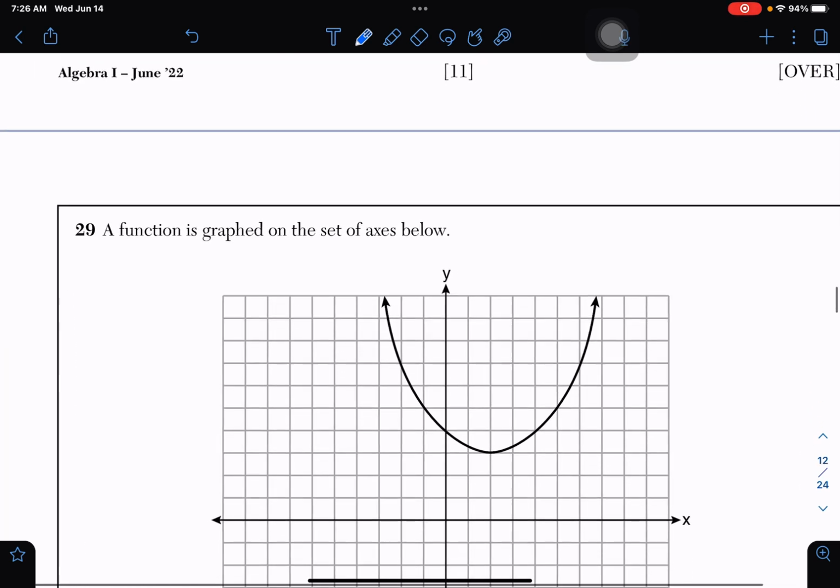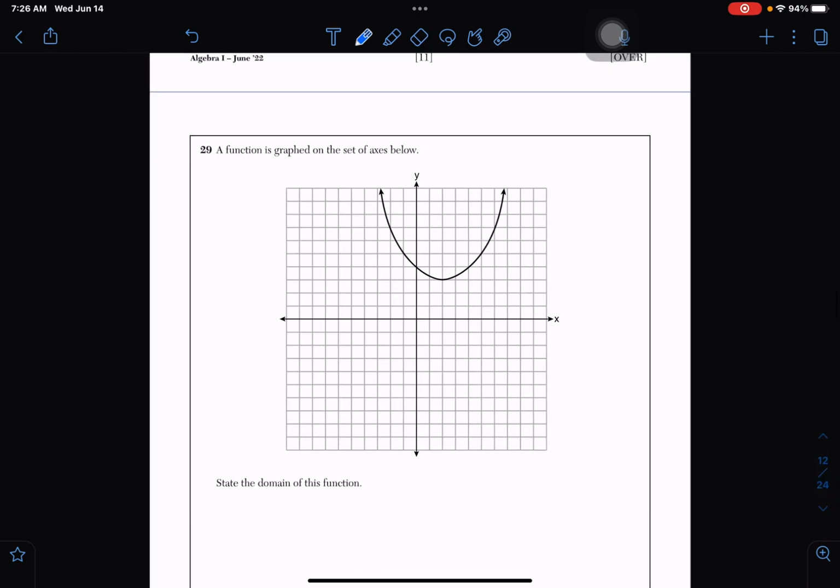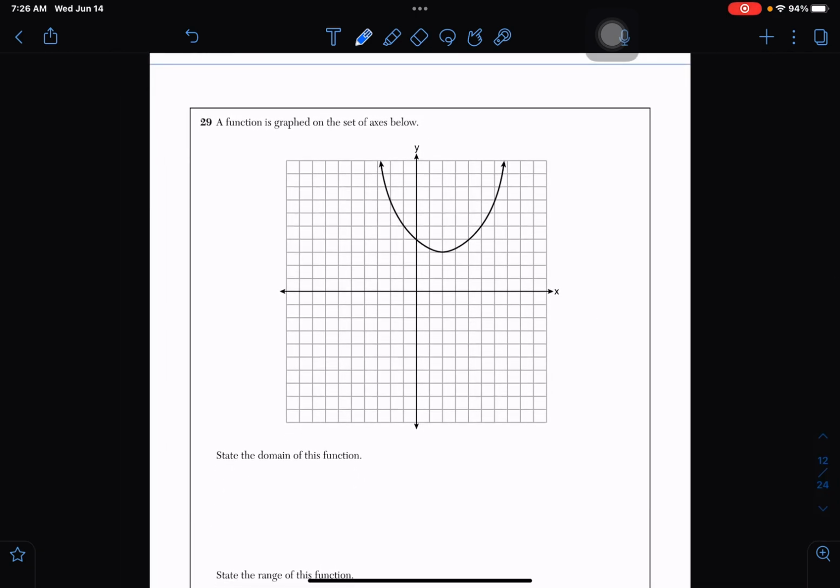Here's a parabola, right? And they want to know, they want to state the domain of the function on the graph. So the domain is the x values, and the x values are going to go, you could state it as greater than or equal to negative infinity and less than or equal to positive infinity. They don't tell you which way to do it. So you can write it like that. You can write it in interval notation. Or you could have just written all real numbers.